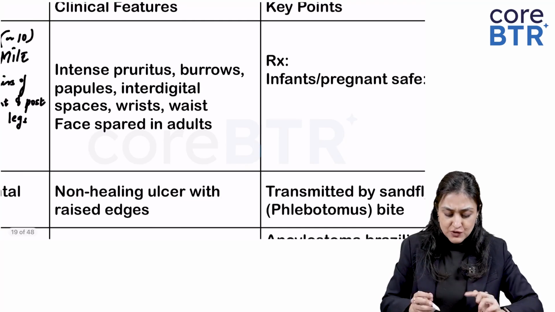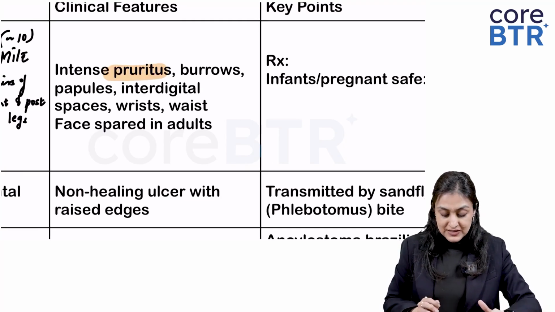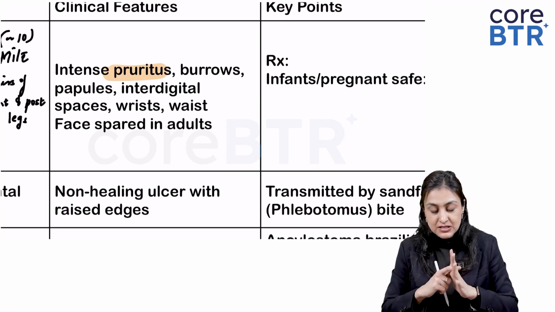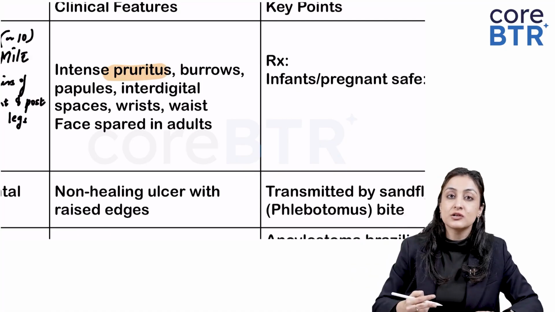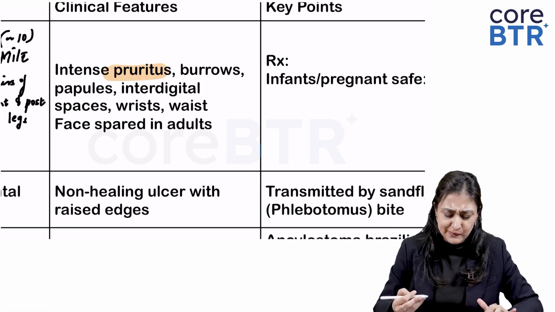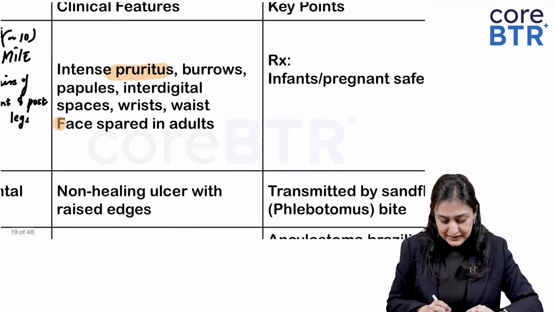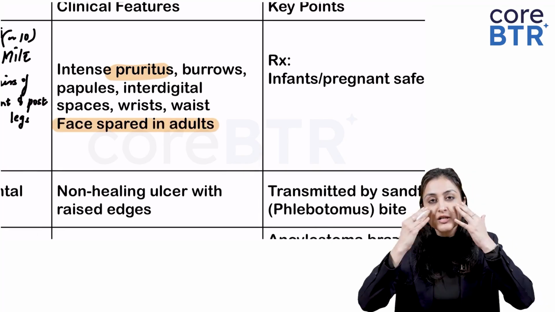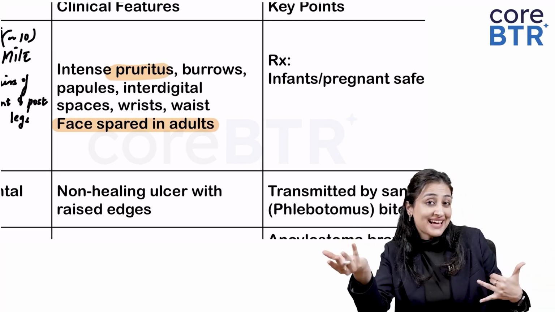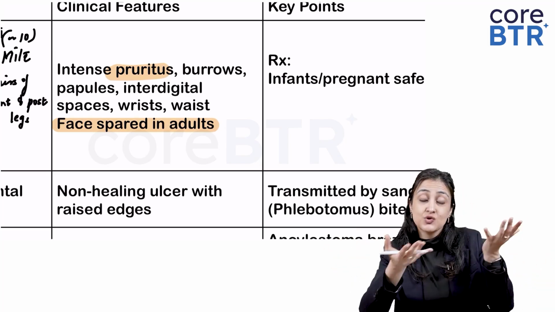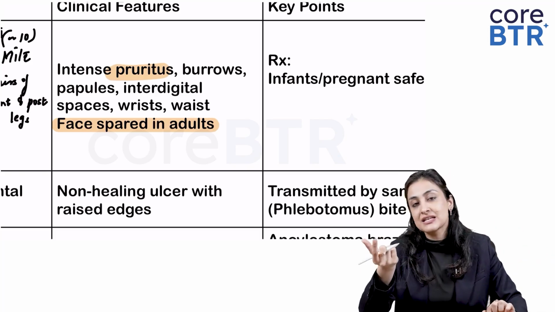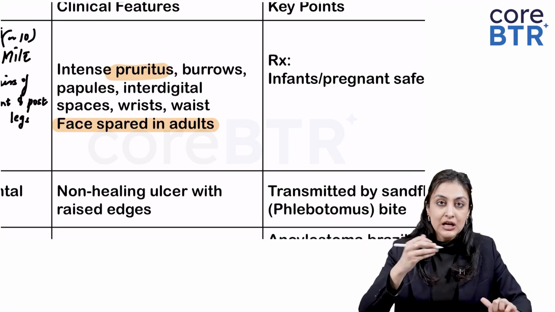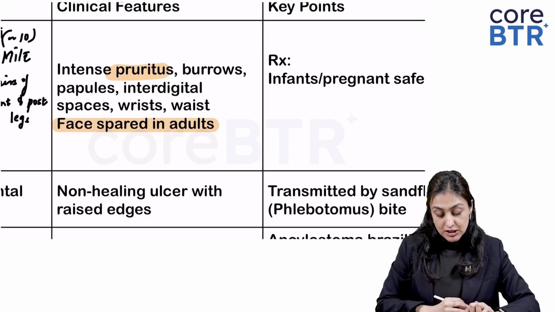There is too much pruritus, more at night, right? And this affects the interdigital spaces, wrist, waist. This complete thing is called the circle of Hebra. That's not very important, but that is what it affects. And important is that the face is spared in adults because we have sebum. That's what causes acne. So if we get acne, we don't get scabies. Children don't get acne, so they get scabies because their skin on the face does not have a lot of sebum. So the face is spared in adults.